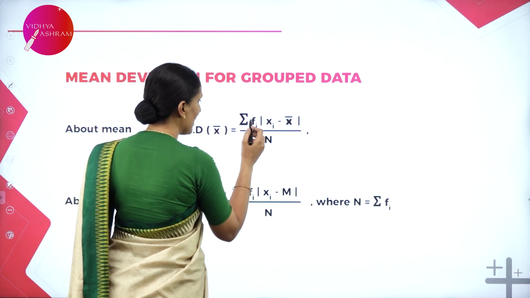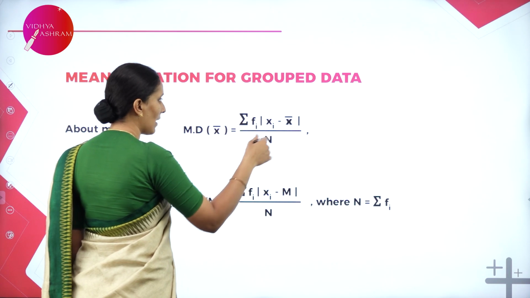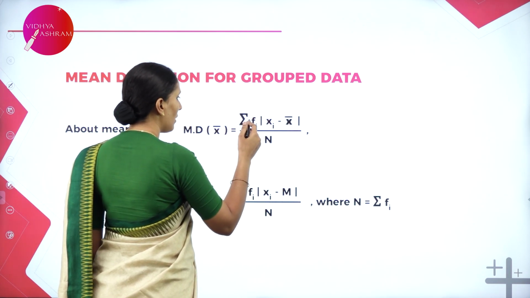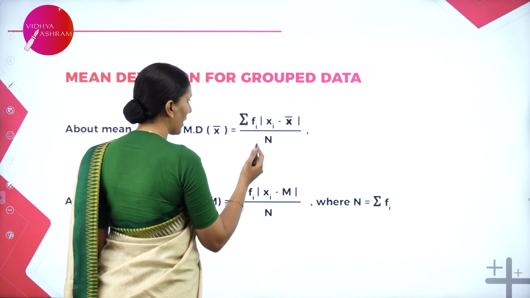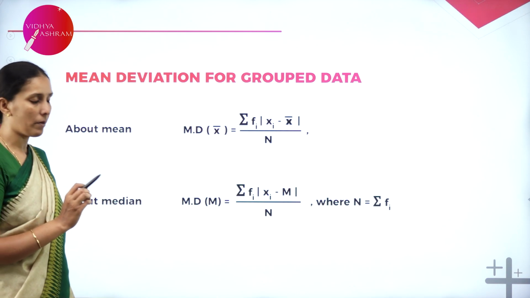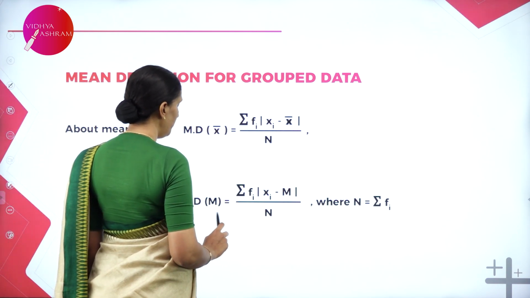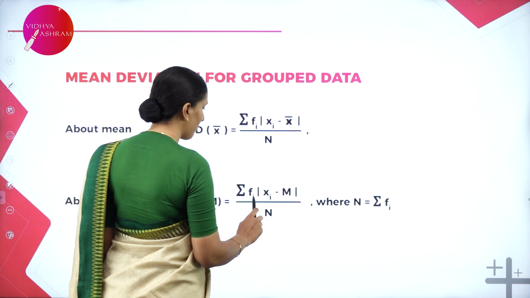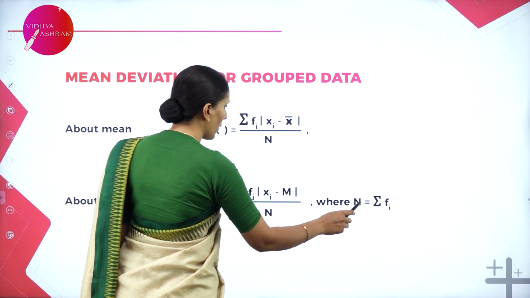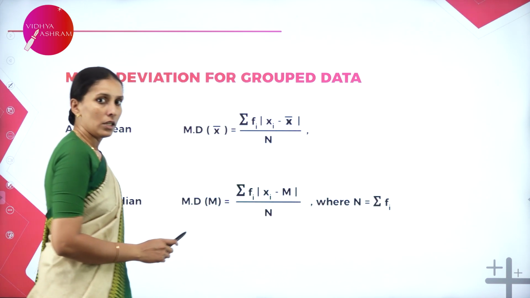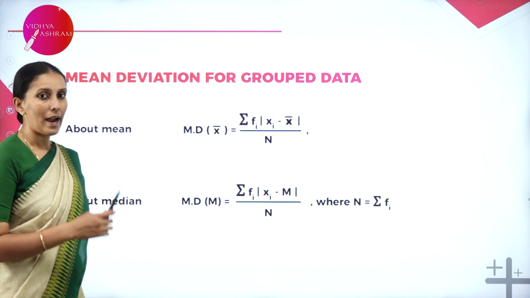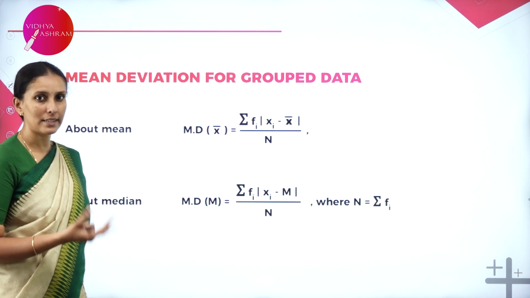Here the formula has fi with the same formula, that is summation of |xi minus x bar|. So instead of that we have summation of fi into |xi minus x bar| whole divided by n. So again here also n gives you the total number of observations, and mean deviation about median is summation fi |xi minus M| whole divided by n. So n is summation of frequency. When you add the frequencies, you will get the total number of observations. And calculation of mean and median is the same thing.